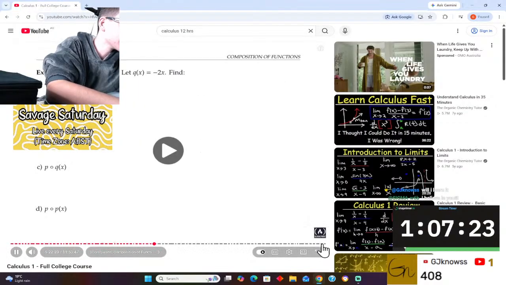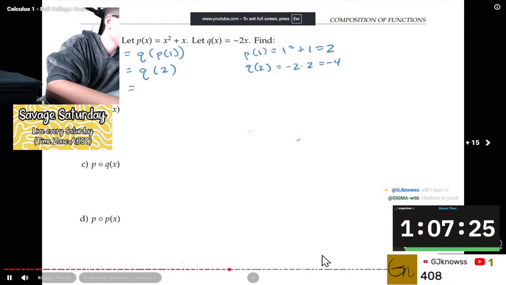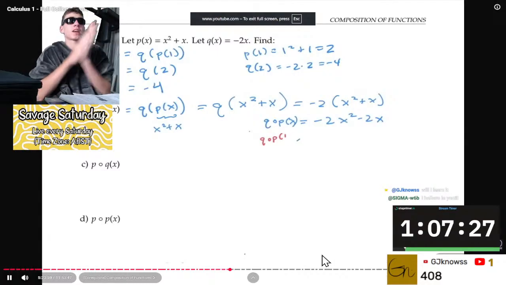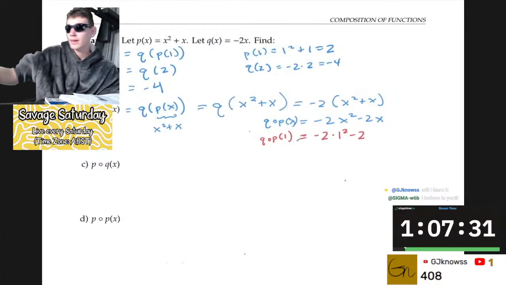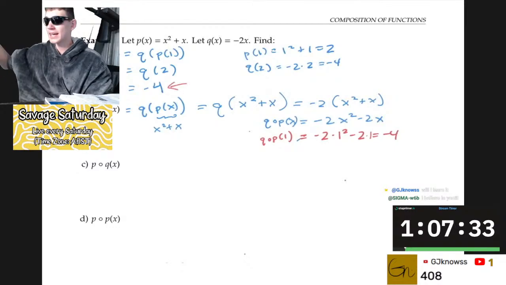Alright, back to calculus. As usual, I can rewrite this as q of p of 1, so this is the formula for q, to compute q composed with p of 1. I could just use this expression now: negative 2 times 1 squared plus 1, and I get negative 4, just like I did before. Let's try another one.